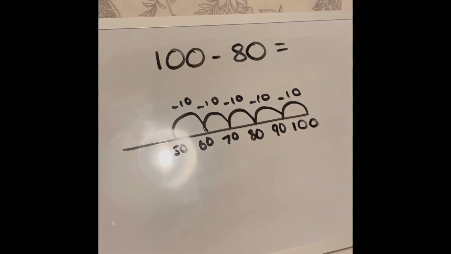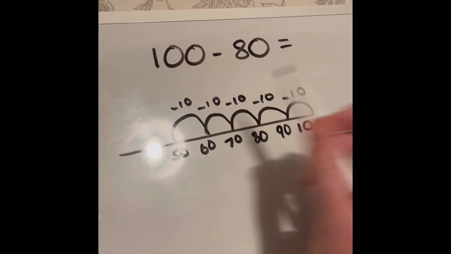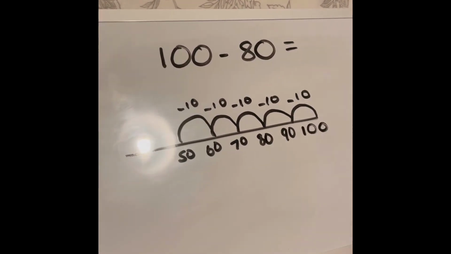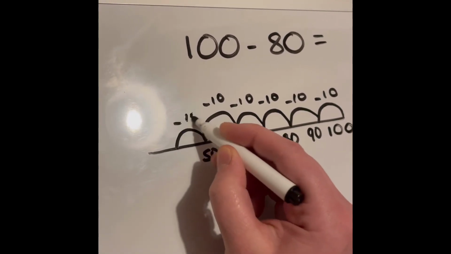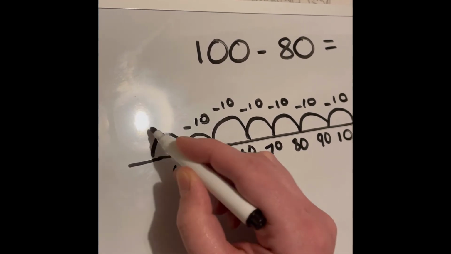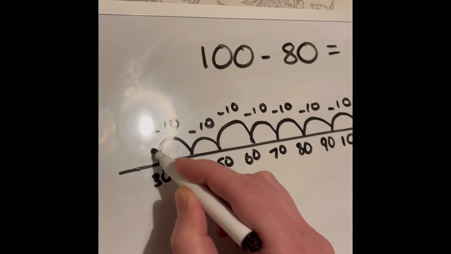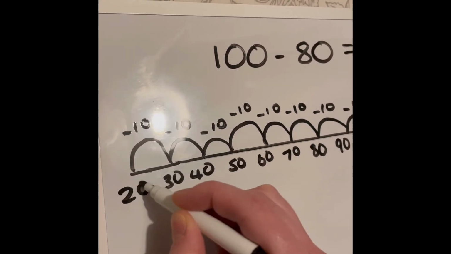Let me just check how many tens I've taken away. I've taken away 1, 2, 3, 4, 5 tens so far. I need to take away 8 tens to take away 80. So I need to do 50, take away another 10, which is 40. 40 take away 10 is 30, and I've got one more to do. 30 take away 10 is 20.